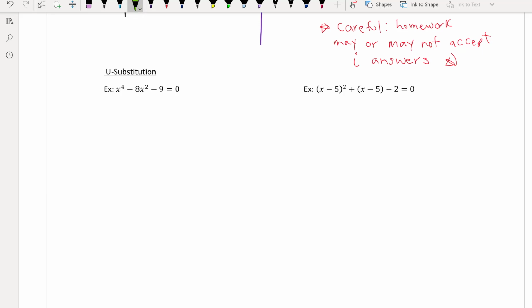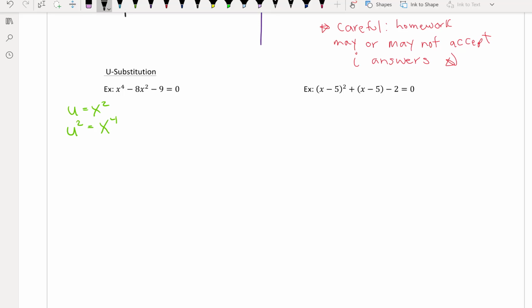So we usually want to look at this middle term. So we want to look at this x squared. We are going to say that u is equal to x squared. If I were to square the u, that would be x squared squared, so that would be an x to the 4th power.